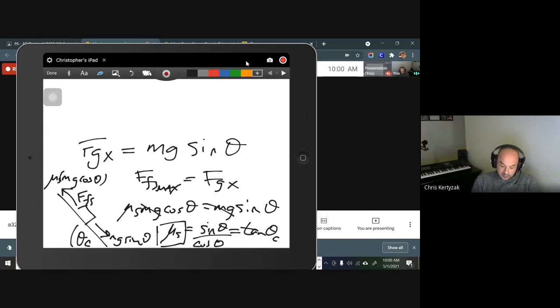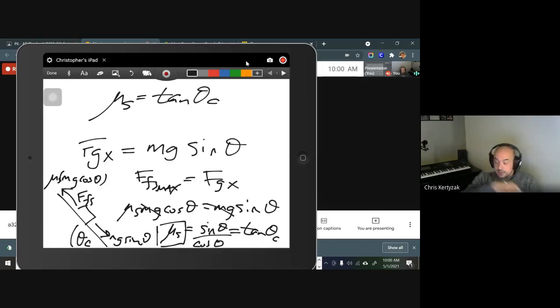People use this to determine the coefficient: mu s equals tan of theta c. They do the experiment, find out what the critical angle is, and measure it. Oh, it's 37 degrees. All right, put tan of 37 into a calculator, hit enter. If 0.41 comes out, that means the coefficient of static friction is 0.41. That's how they do that, right?